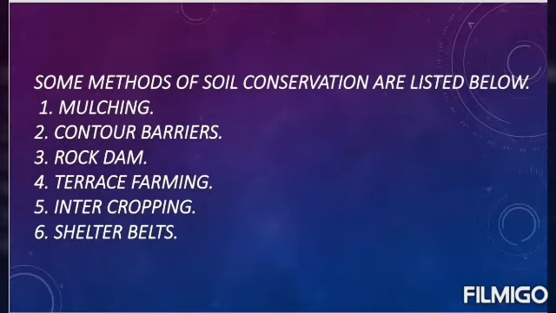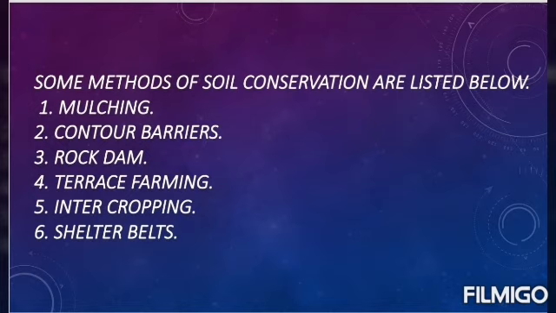Here, some methods of soil conservation are listed. The first one, mulching. The second one, counter barriers. Third one, a rock dam. Fourth one, terrace farming. Fifth one, intercropping. And sixth one, shelter belt.